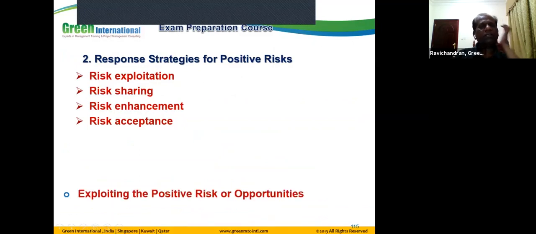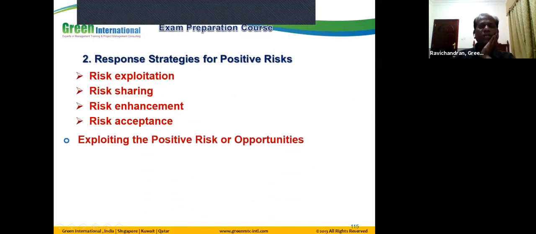The next is risk response strategies for positive risk. There are 4 strategies available as well: risk exploitation, risk sharing, risk enhancement, risk acceptance. Let's look at them. Risk exploitation.